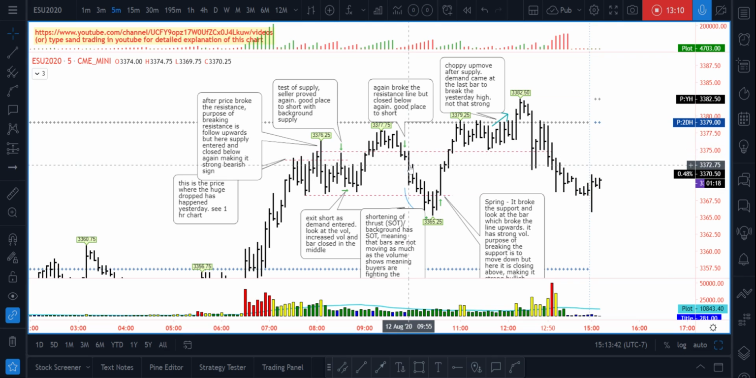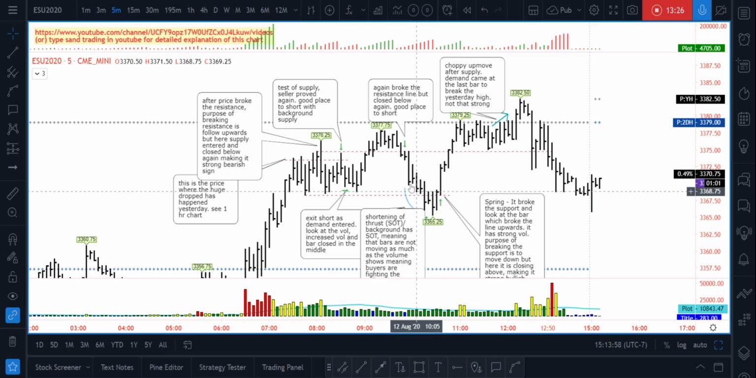As you can see, this went down, down, and down. But see, as it's coming closer, of course our target is this red line, right? So as you see, it hit the red line here. But as it's coming down, this shortening of thrust is happening. And what do you mean by shortening of thrust?